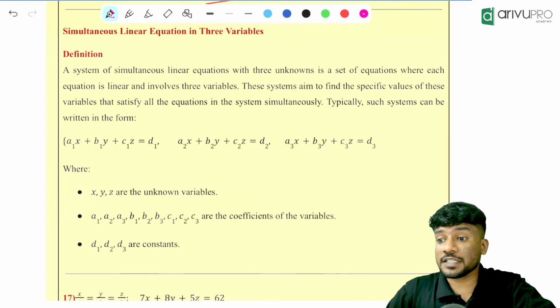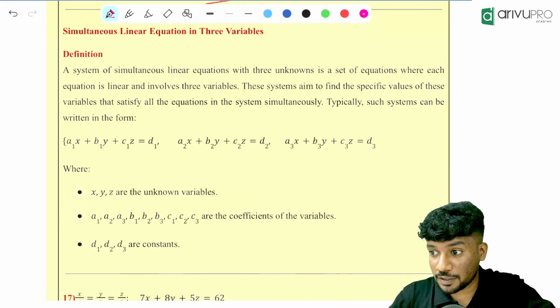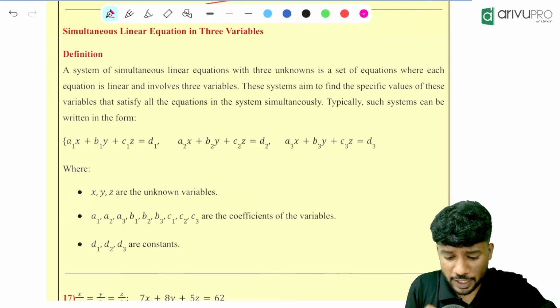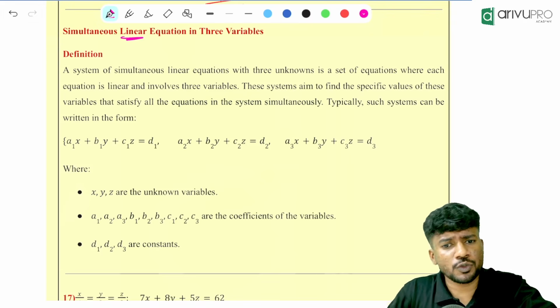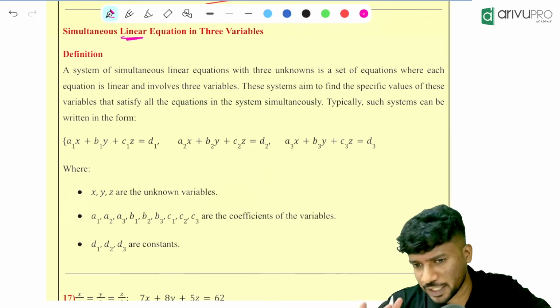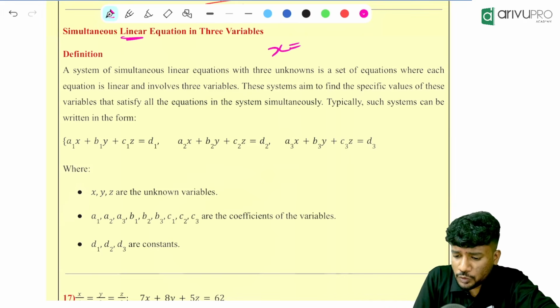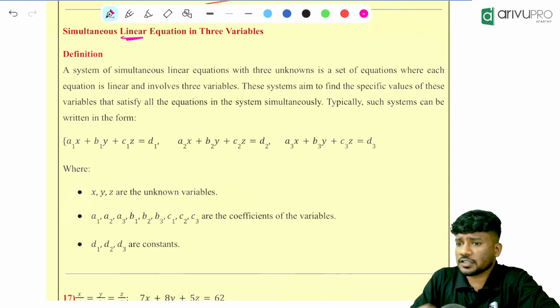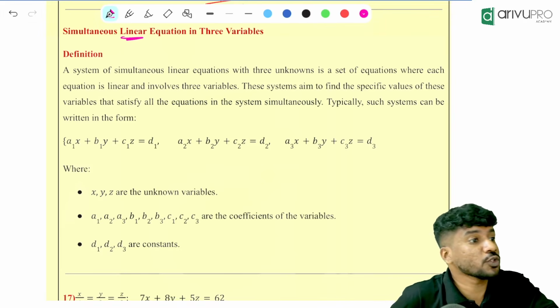3 variables means how many unknowns are there? 3 unknowns. What will be the highest power? 1 will be the highest power. Why? Because it is a linear equation. Now, what are the unknowns? Usually it will be x, y and z. We need to find the value of x, y and z. There is nothing like putting x is equal to 3y plus z and substituting over there to get the answer. No, we are not going to do that. There will not be any question like that.